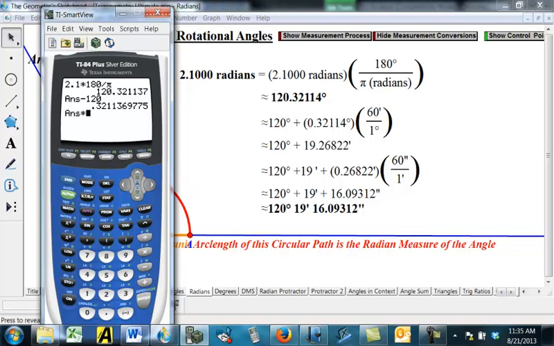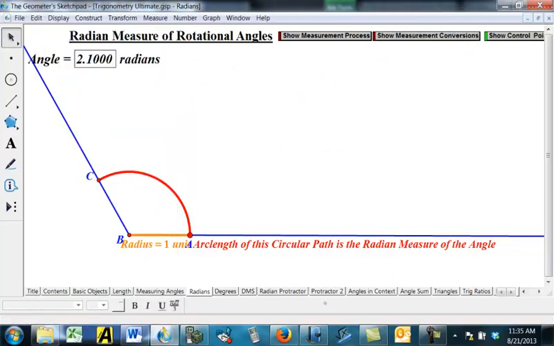Multiply that by 60, and that gives you how many minutes that is. 19.26 whatever minutes. Take off the 19 minutes, so now we know it's 120 degrees 19 minutes. Take the 0.268, etc., multiply by 60, and then this gives you what's left, about 16 seconds. So again, you can experiment with this to get different angles.